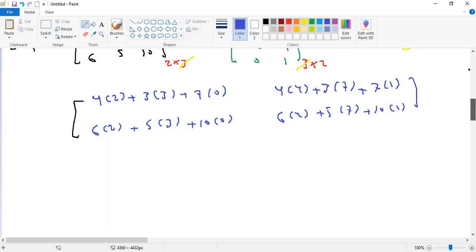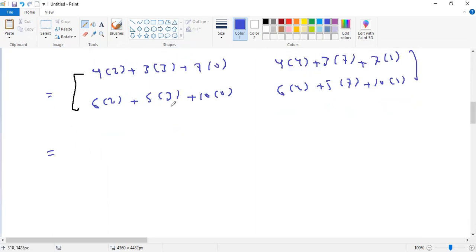Now, look here. What is the answer of the multiplication? For the first one, 4 by 2 is 8, and 3 by 3 is 9, so 8 plus 9 is 17. But this one is 0, so 17. And here, 4 by 4 is 16, and 3 by 7 is 21. I have 21 and 16, which is 37, plus 7, which is 44. This one is 44.